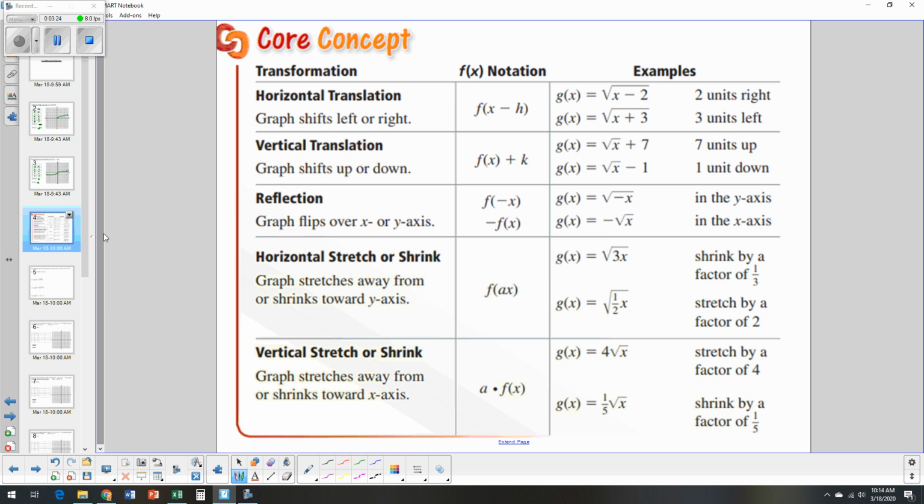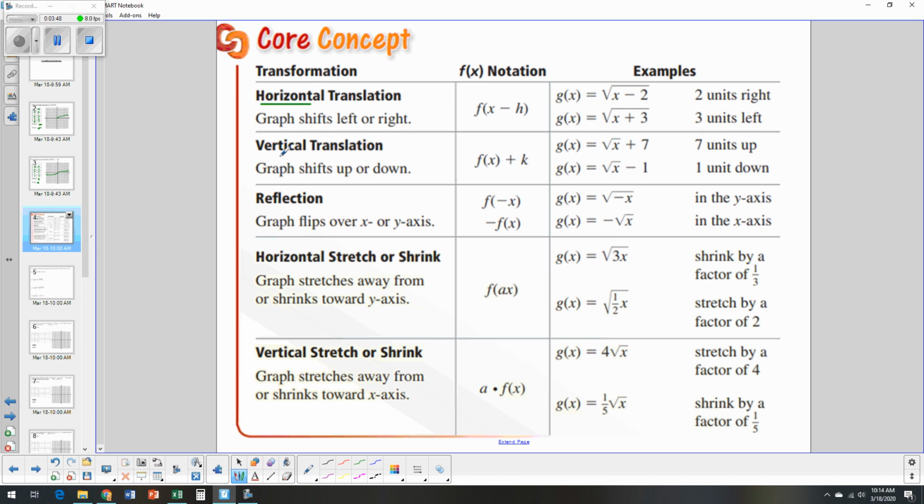We know from when we transformed our quadratics, horizontal translations, horizontal left and right, was inside parentheses before, so now it's going to be inside our radical. And it's always kind of the opposite, right? You do the opposite of your x. So x minus 2 is really 2 units to the right. X plus 3 is really 3 units to the left.